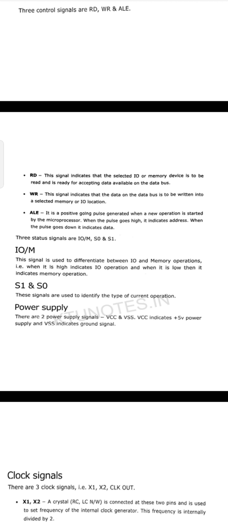Now the other three signals are the input output memory and status signals. Input output memory differentiates between input output and memory operations.